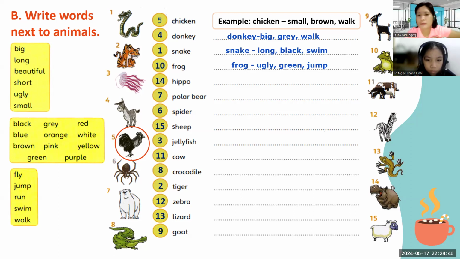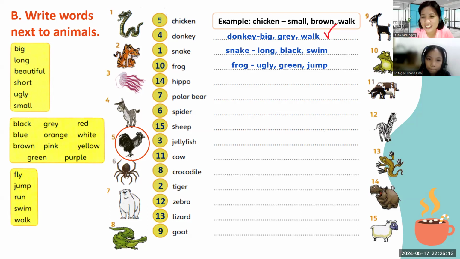Okay, Lynn. So wait, Lynn. Let's check first your donkey, snake, and frog, because my Zoom is about to close. We will continue with hippo later. Okay, for the donkey, what's your answer, Lynn? Donkey is big. What else? Color is red. And donkey can walk.